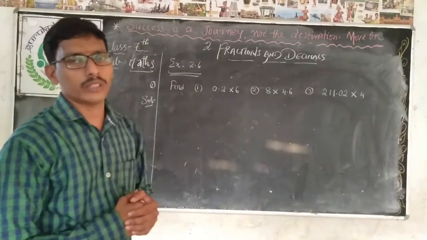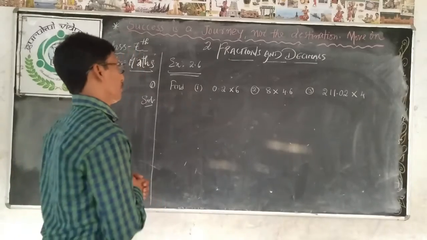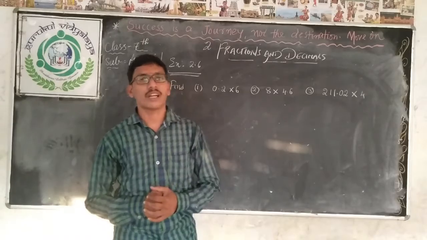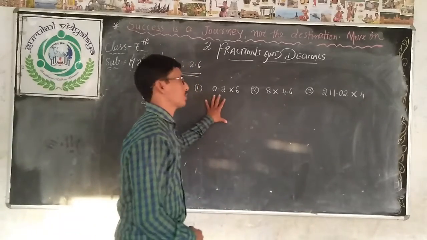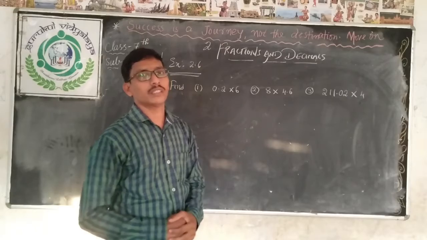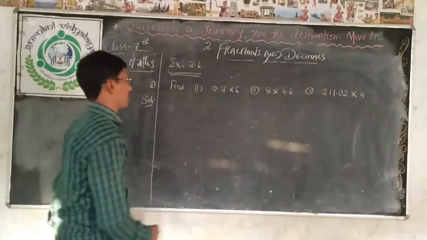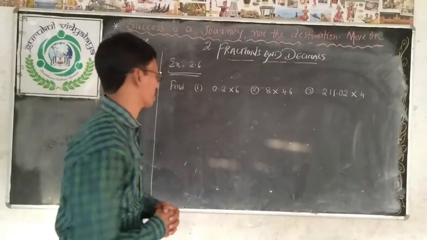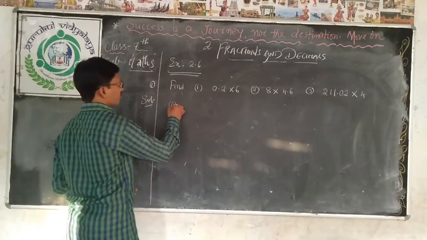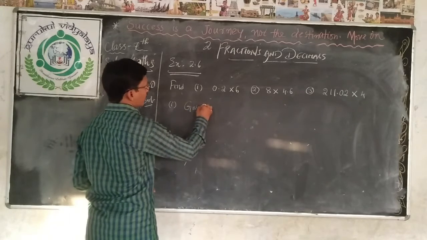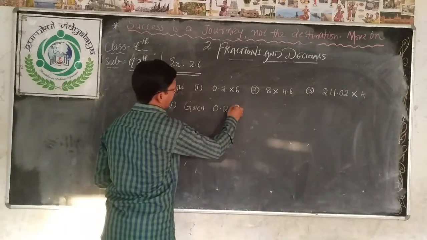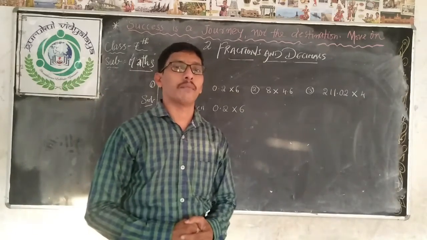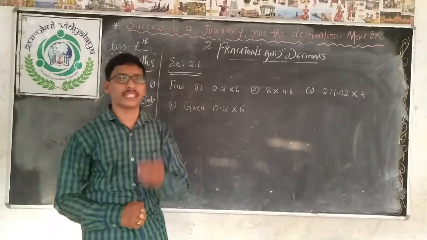You can do these problems in two methods. First, multiply the numbers directly, or else convert these numbers into fractions and do the division. For example, the easiest method is direct multiplication. It is very easy in these problems. First one, what is given? 0.2 into 6. You already know how to multiply numbers, but multiplying decimals is a little bit different.